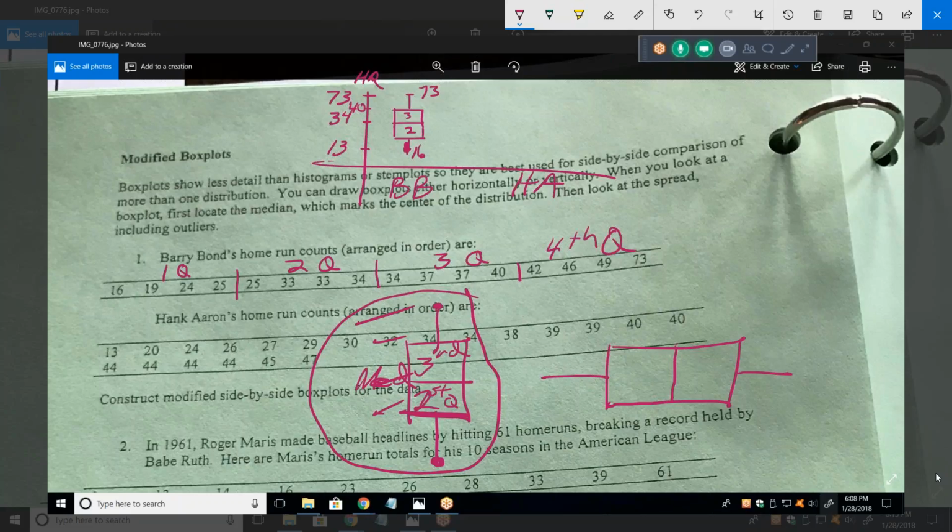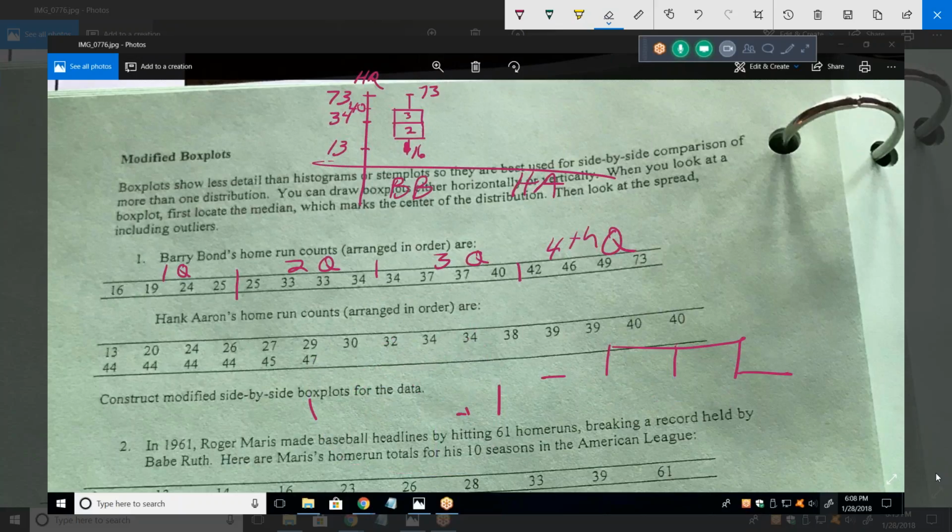And now let's do Hank Aaron. What's Hank Aaron's median? Here, let's hold on a second. Let me erase some of this stuff. Sure. Let me find that real fast.